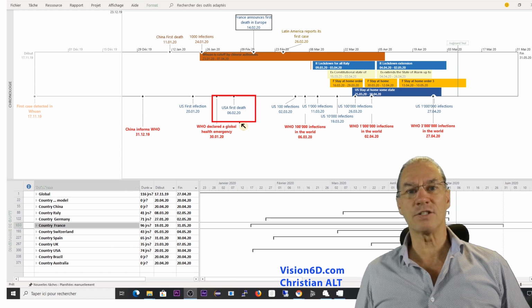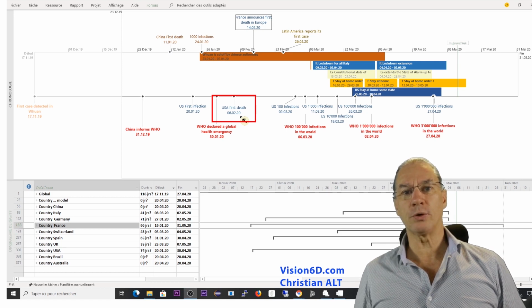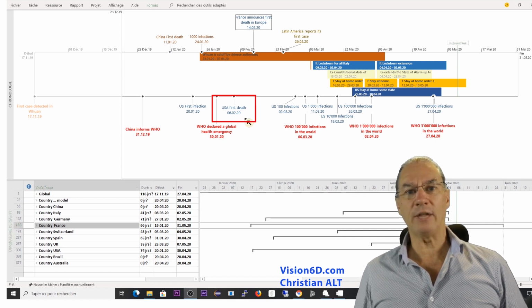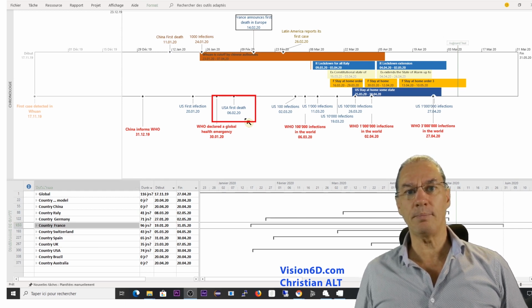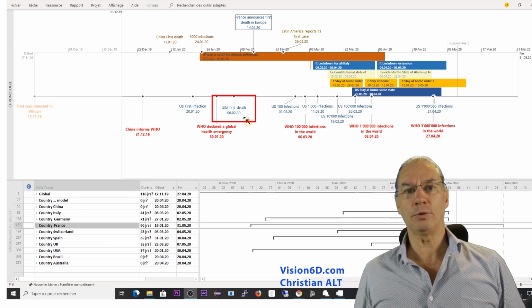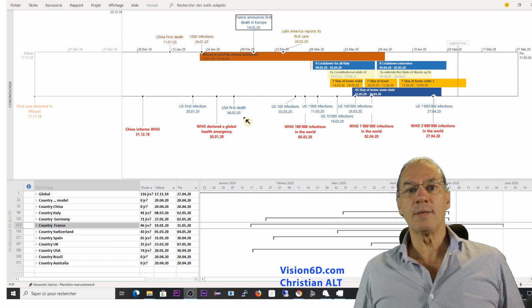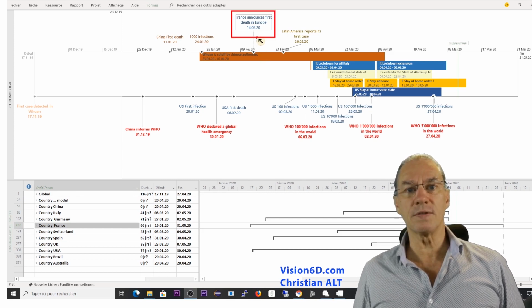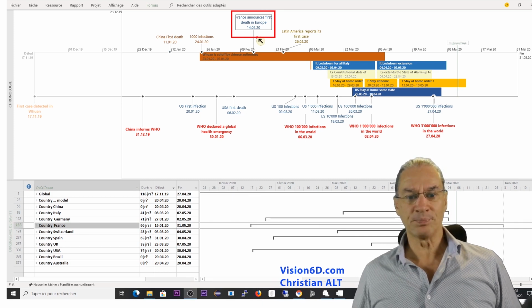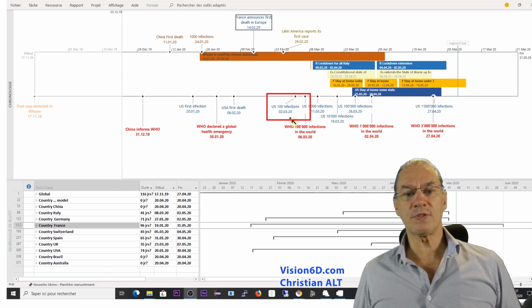The USA had its first deaths the 6th February. Although for a long time we thought it was beginning of March, they found out by looking at people that had died in California, by doing post-mortem analysis, that those people had died from the coronavirus. So it simply shows that it quickly spread worldwide. France announced its first death on the 14th of February, Valentine's Day. And then the US had their first 100 infections by the 2nd of March.